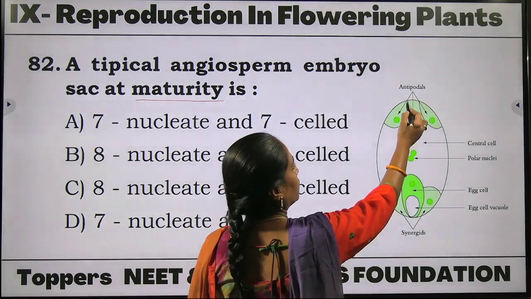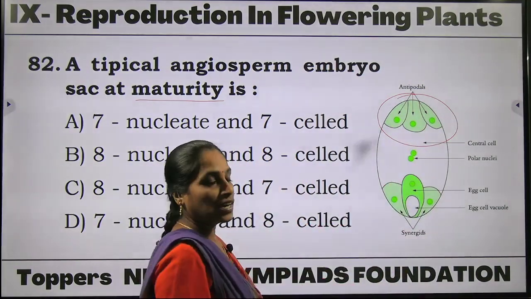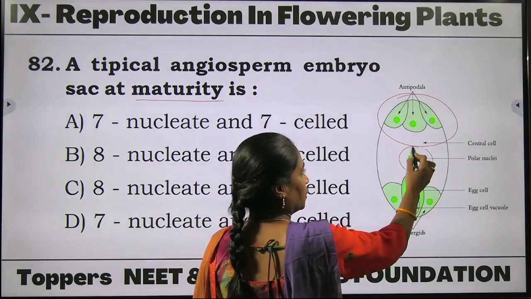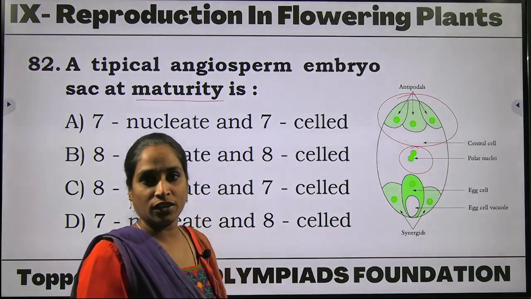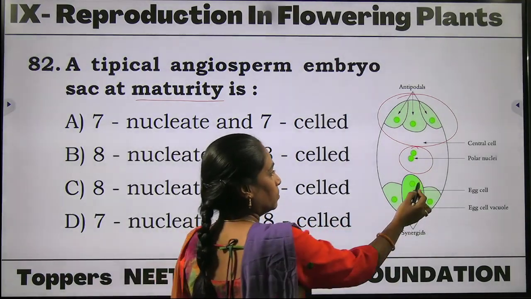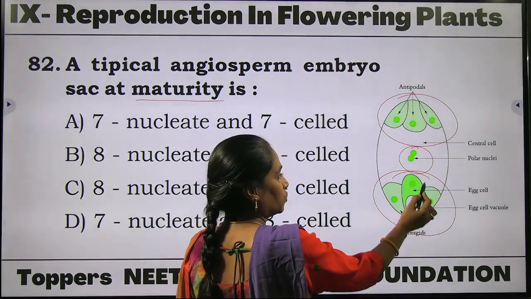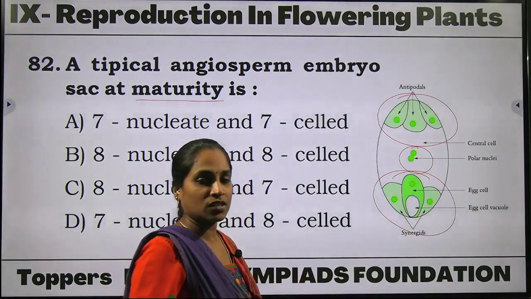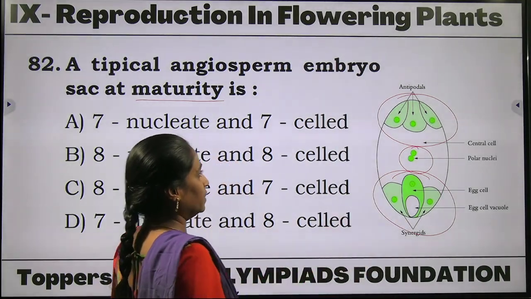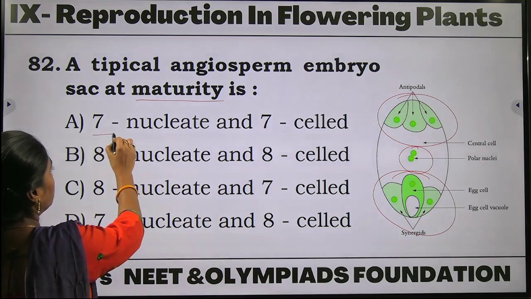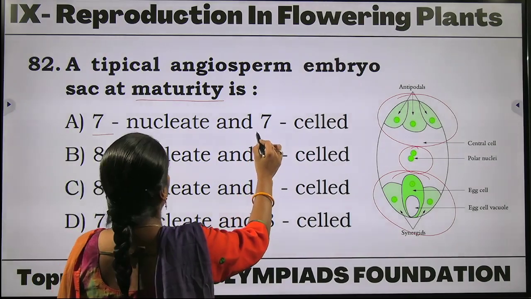Here we can observe in the anterior end 3 antipodals with 3 nuclei, and in the middle region we can observe the central cell with 2 polar nuclei. Coming to the basal posterior region we can observe 1 egg cell containing 1 nucleus and 2 synergids containing 2 nuclei.